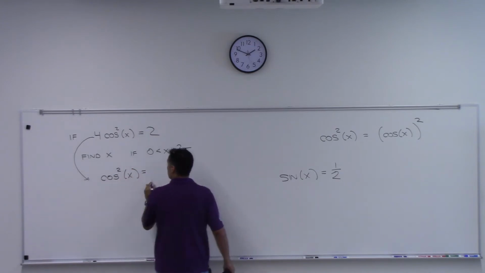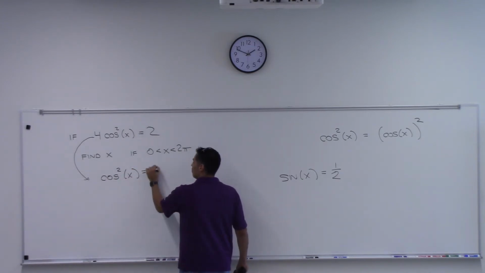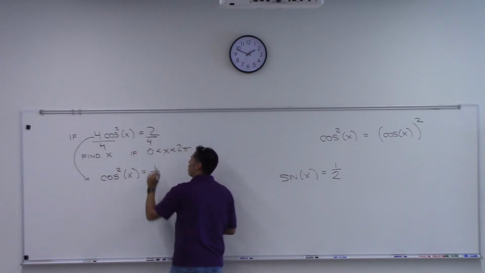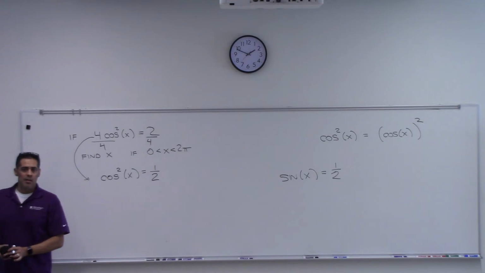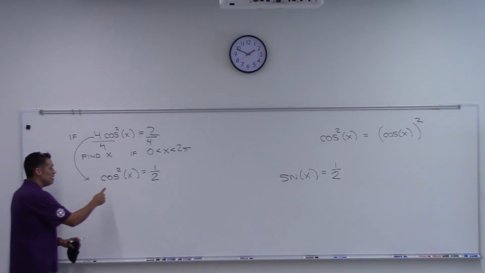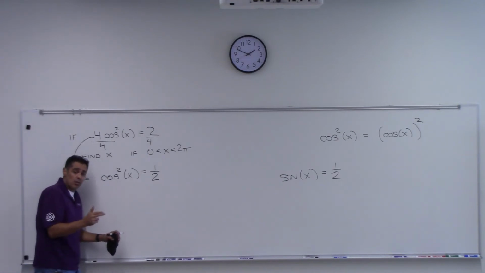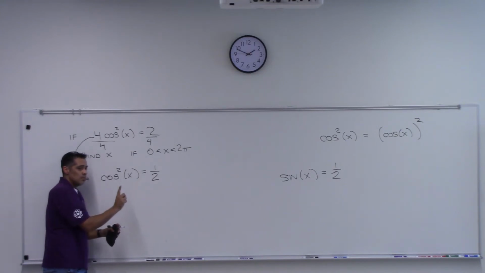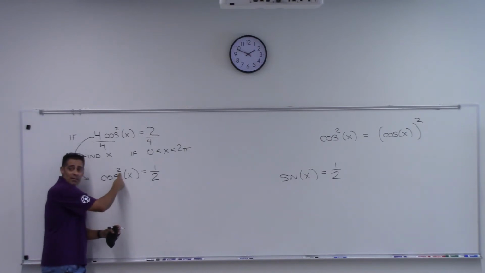Two divided by 4? 1/2, right? So I'm just dividing this side by 4, dividing this side by 4. I get that? Yes? Now, is this asking me where the x-coordinate on the unit circle is a half? No. Why is that not what it's asking? Yeah, because this is squared, right?